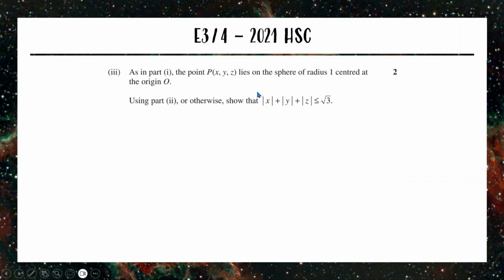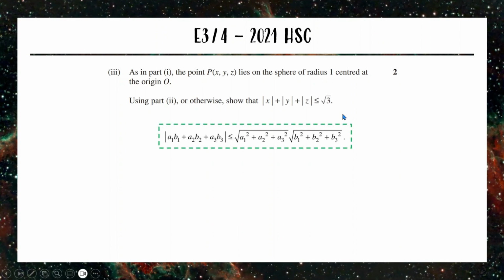Using, as in part I, point P (X, Y, Z) lies on the sphere of radius 1 centered at the origin O. Using part 2 or otherwise, show that the magnitude of X plus Y plus Z is less than or equal to square root of 3. Okay, so here is our result from part 2, and we are trying to use this result to explain why this is less than or equal to root 3.